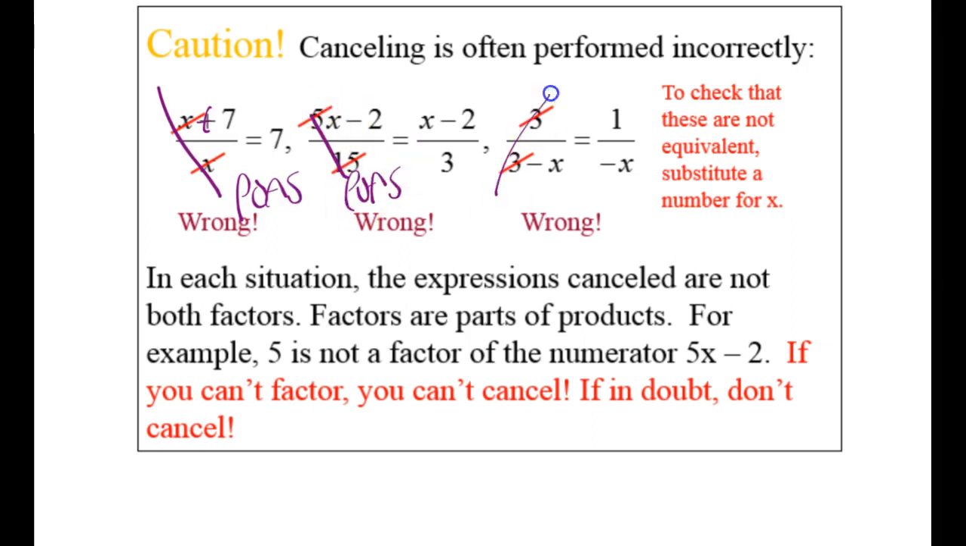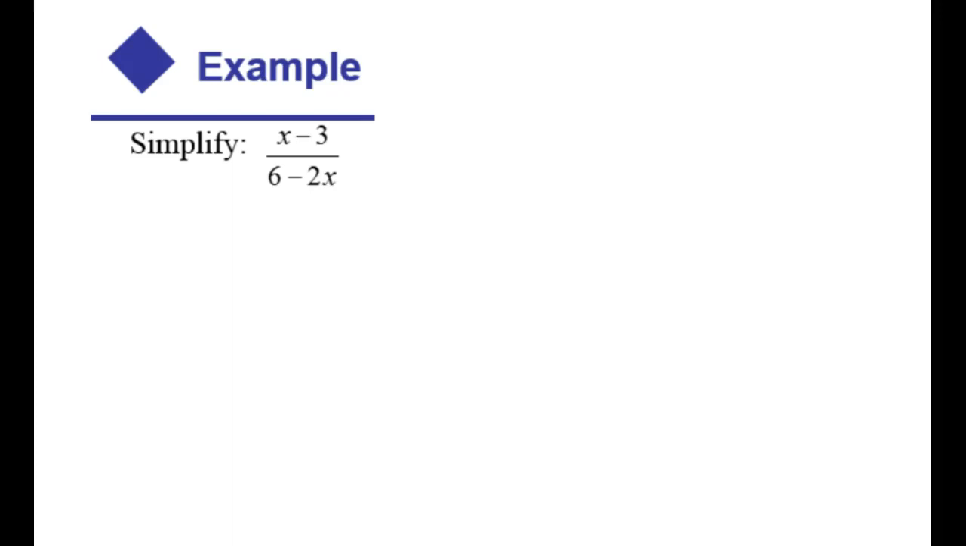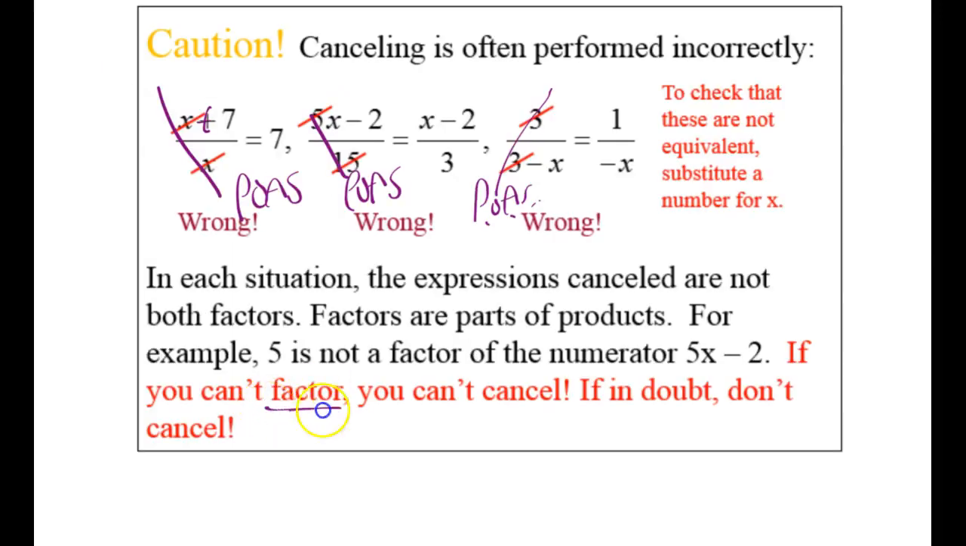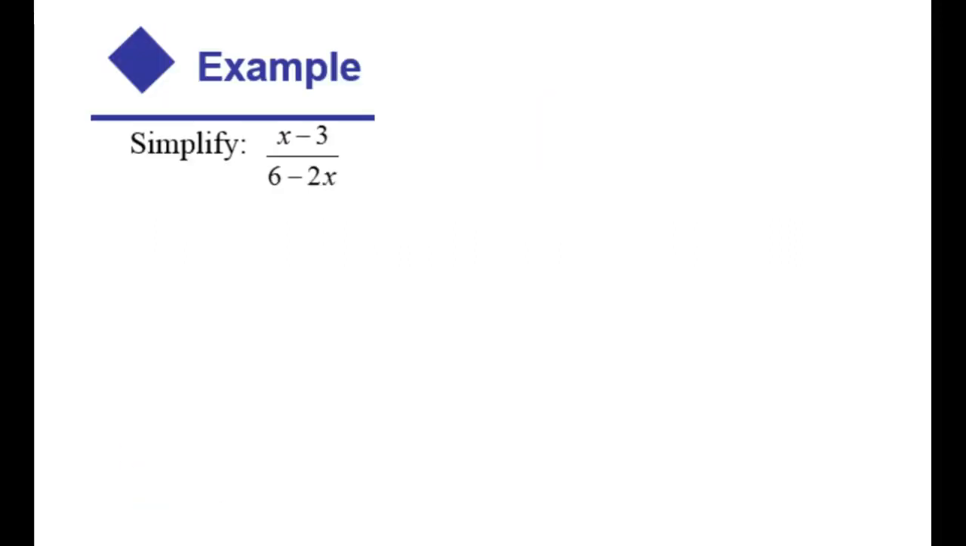All of these are wrong. See how this 3's? Don't cancel part of a sum. So all of these are bad examples. Be careful of those. The key is you probably need to factor. If you can't factor, then you probably can't cancel. And this just says, well, when in doubt, don't even try to cancel because you'll be wrong. So let's see if we can factor first.